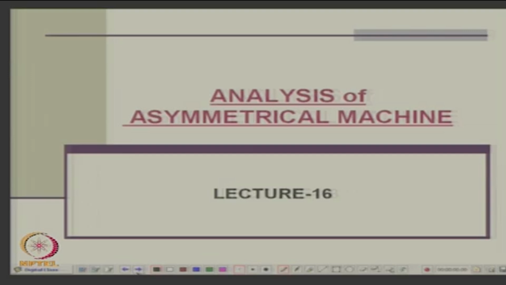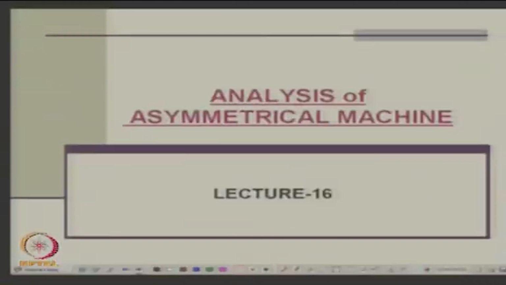Okay, we will continue our discussion on asymmetrical machines. Last class we found out how the rotating field theory can be used for asymmetrical two phase machines.